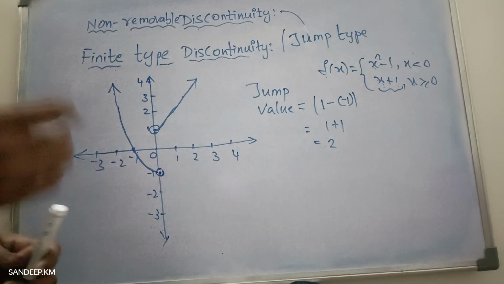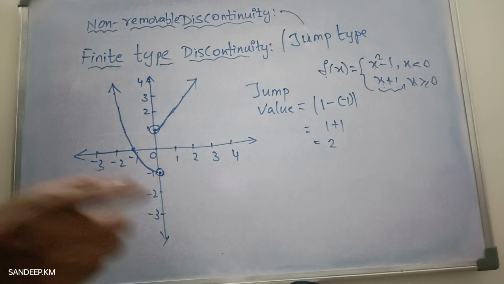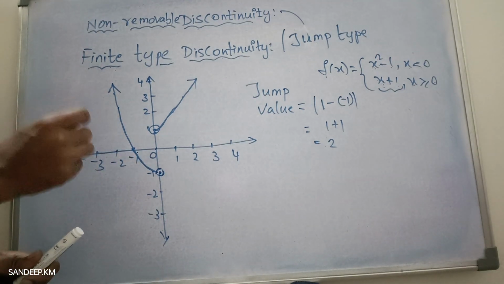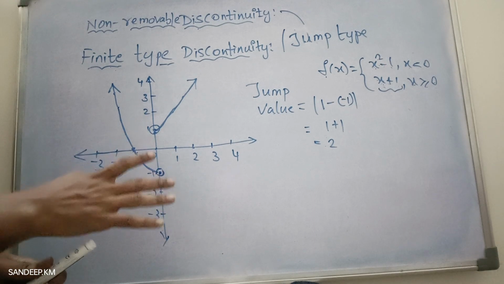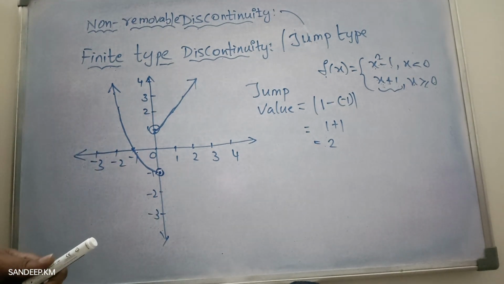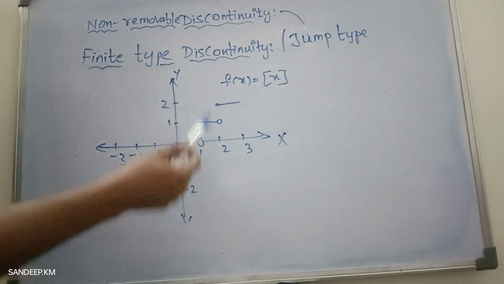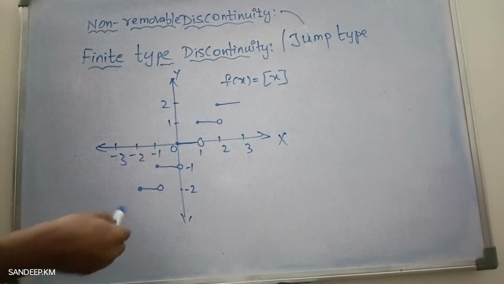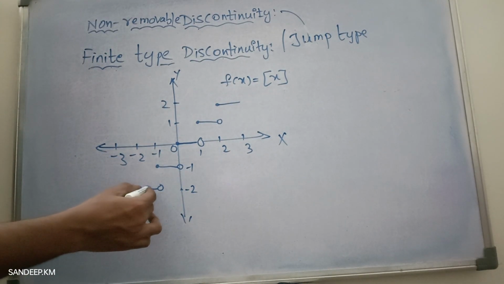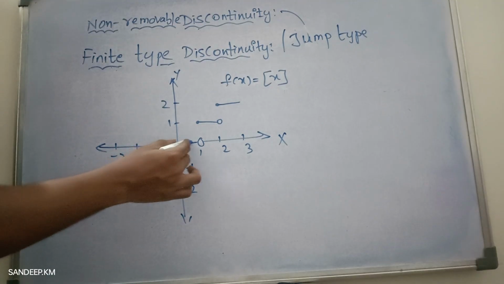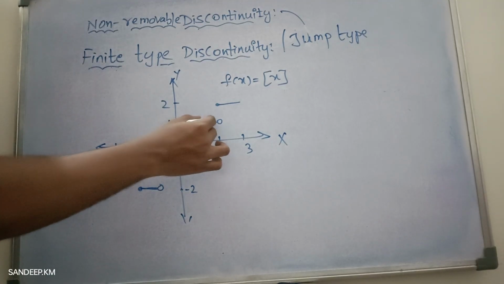So finite type discontinuity is also called as jump type discontinuity. And one of the best examples of the functions which have jump type discontinuity is the greatest integer function. I'll just give you a simple idea about that greatest integer function and we will go with the next type. This is the step function, greatest integer function, f of x, and its graph. Obviously, if you see, I cannot draw the graph continuously. I have to lift my hand, I have to jump here and again I can draw like this. Again I have to jump here and draw like this.